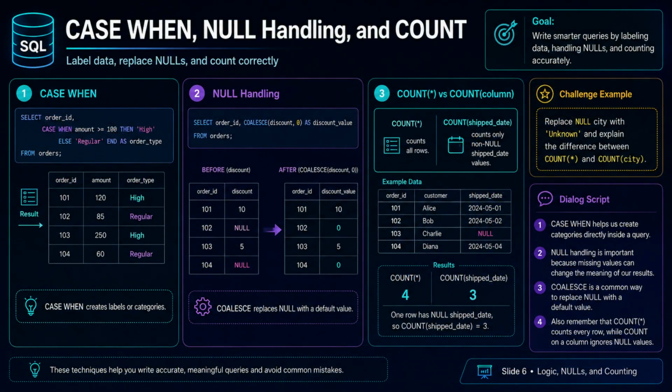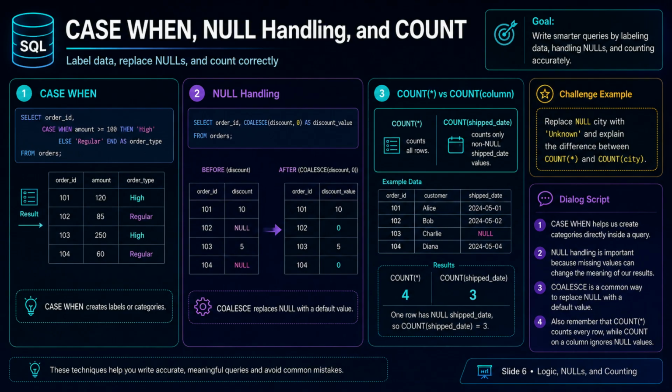Case when allows us to define specific categories or groupings right within our SQL query, making it easier to organize and analyze data without needing extra steps. This feature is especially useful when we want to classify data based on certain conditions, such as grouping sales by region or categorizing customer feedback as positive, neutral, or negative.